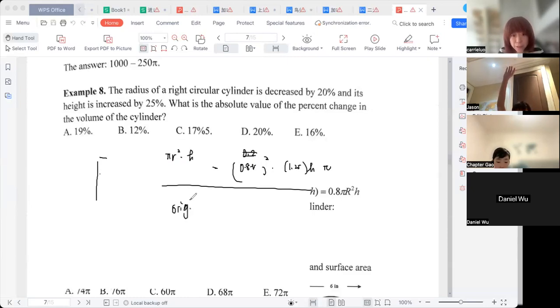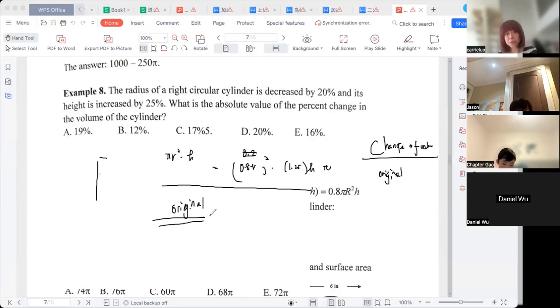Wait, I have a very important question. Very important, Jason, you have to remember: when we calculate a percentage, it's always the change of the value divided by the original value. Copy that down. So what is the original value of this cylinder? It's pi r squared h. Get it, everybody? So we can just directly delete pi, divide by h, and divide by r squared. So what is left? 1 minus 0.8 squared times 1.25.